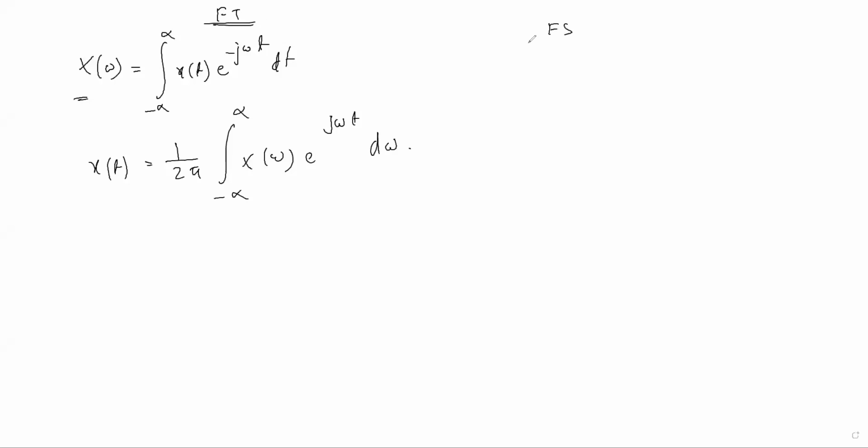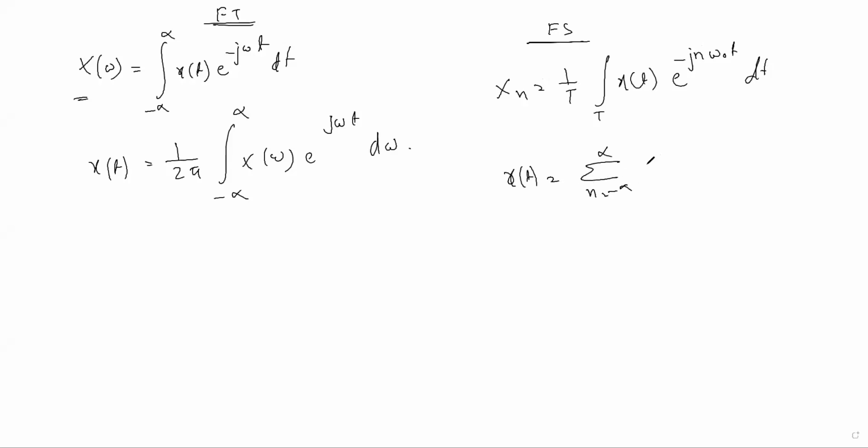If you look at the equation for the Fourier series, what is x_n? It is 1 by T, where T is the period, times the integral of x(t) e to the power minus j n omega naught t dt. And what will be x(t) then? x(t) will be the summation from n equal to minus infinity to infinity of x_n e to the power j n omega naught t. So the difference only comes here: this summation will become an integration.